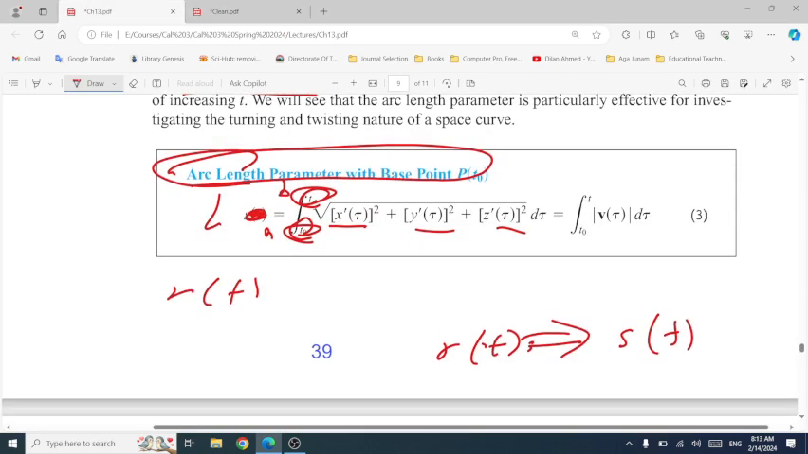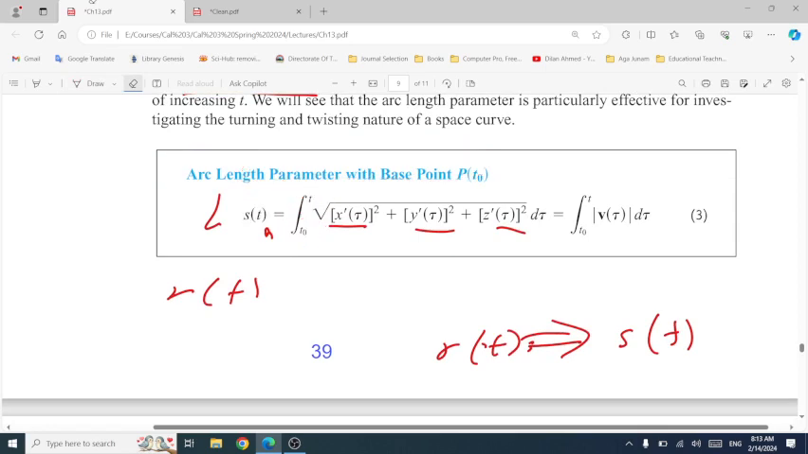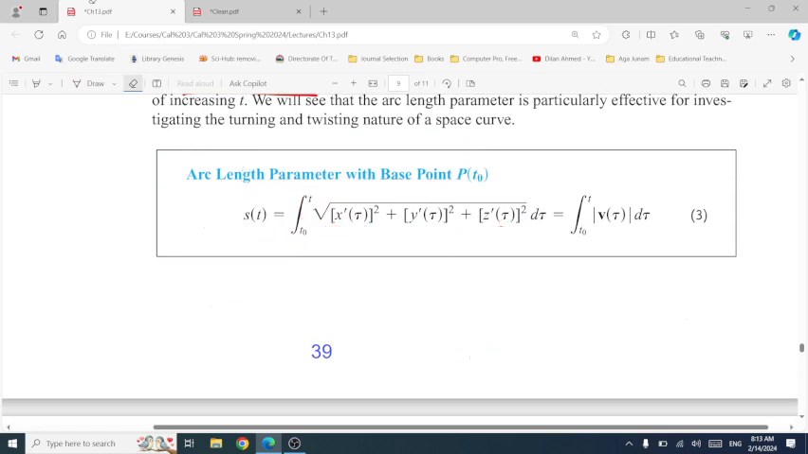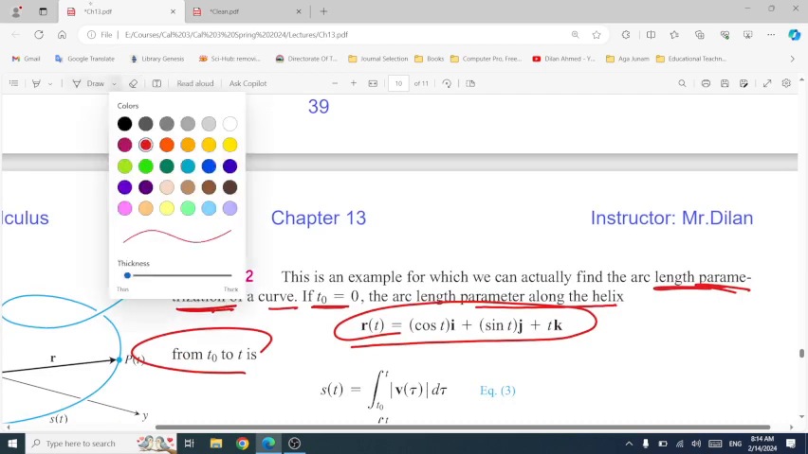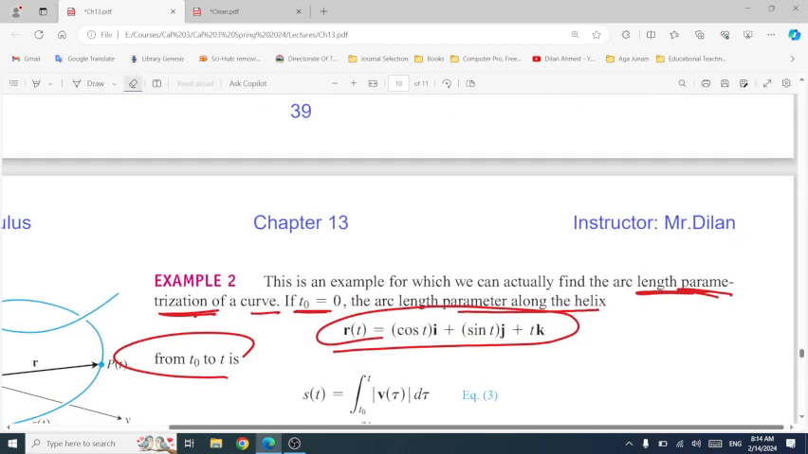Now, you observe that there's a difference between L and s(t). Is that clear? Good.